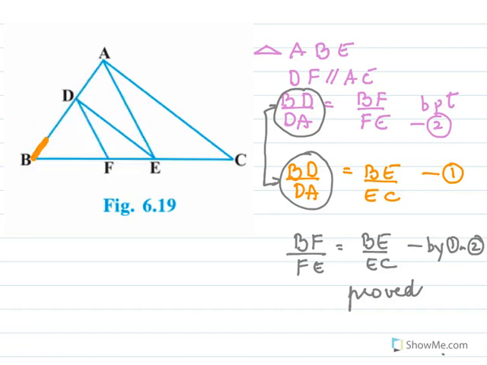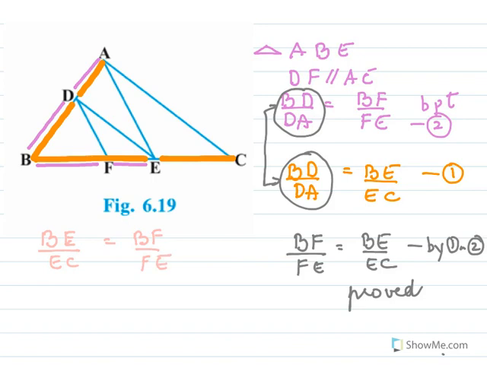To go over the sum again, in the first statement you proved BD over DA equals BE over EC. And in the next part you proved that again BD over DA, but now it was equal to BF over FE. So when you compare both, since BD over DA was common, you got BE over EC equal to BF over FE. That BD over DA came common.